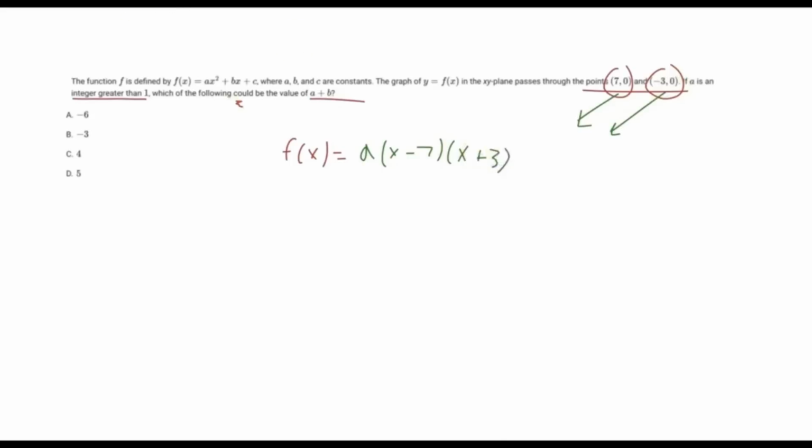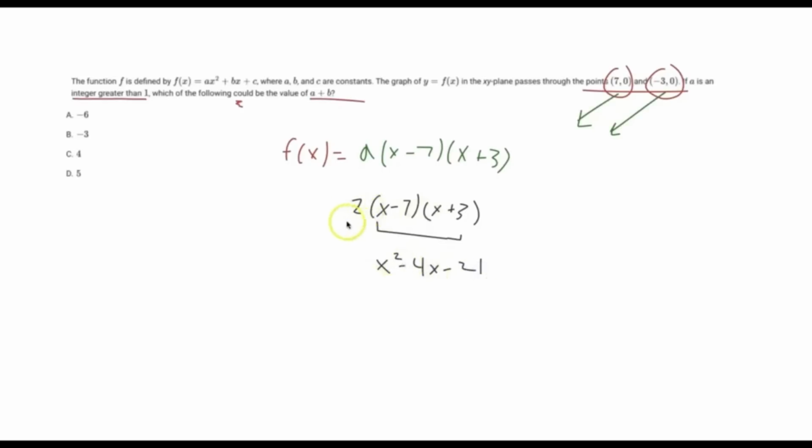Right, that's interesting. But now to actually expand this out and get a value for b, what you might realize here is that we need to actually have a value for a. So it says a is an integer greater than 1. Well, what's an integer that's right above 1? Well, 2. So let's just have a value of 2 for a. So then we have 2 times x minus 7, and then x plus 3. So now we can just expand this out. So let's just do this part first. So we have x squared, and then we'll get negative 4x, and then minus 21.